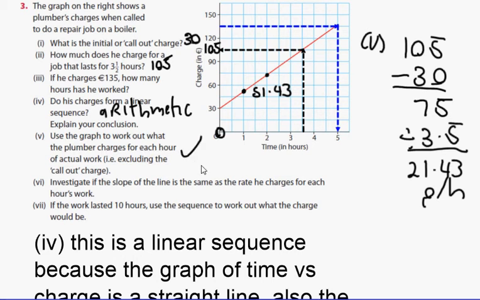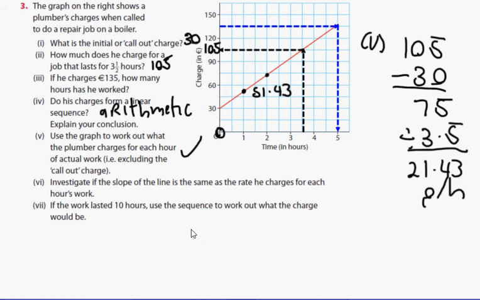Okay, so we did that. Now, it does say use the graph to work it out. So you just have to take a rough estimate of what each one is, wouldn't you? And then work it out. Investigate if the slope of the line is the same as the rate of change. We now have to get the slope of the line. Does anybody remember how to get the slope of a line? What's the slope of a line formula? Can anybody tell me? Which chapter did we do this in?